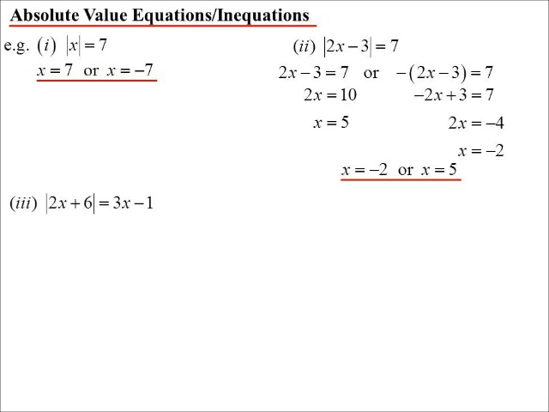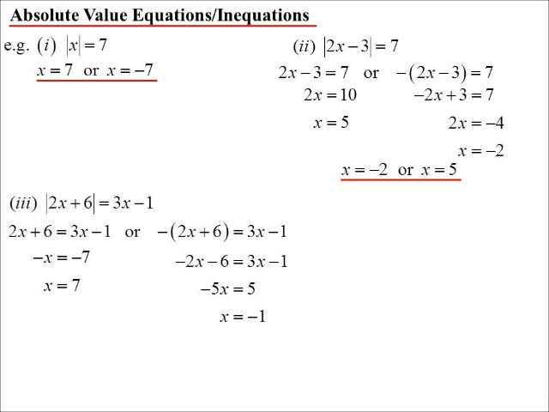So same idea here. If I've got the absolute value of 2x plus 6 is 3x minus 1, then either 2x plus 6 is 3x minus 1, or the negative of 2x plus 6 is 3x minus 1. And then I solve each of those independently. 7 on the left hand side and negative 1 on the right hand side.